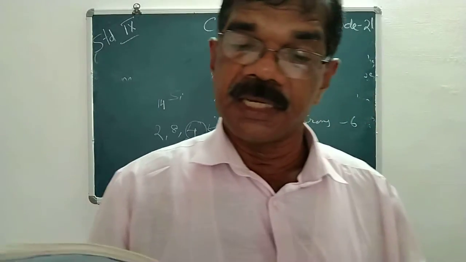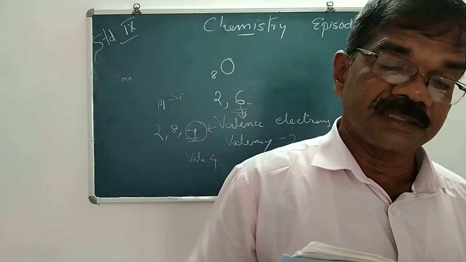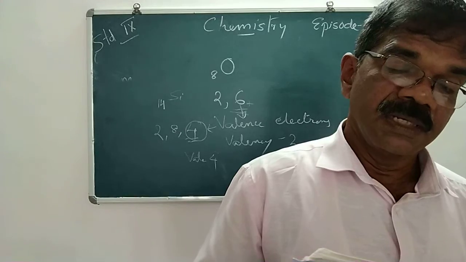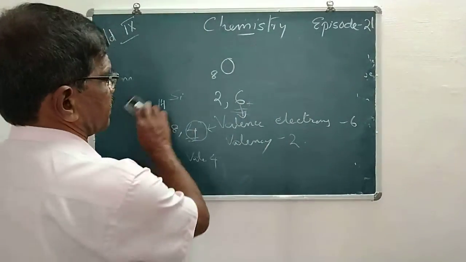Go to the next question. Explain with examples atomic number, mass number, isotopes, isobars. Give any two uses of isotopes. Atomic number, mass number: we can take any element and explain it.